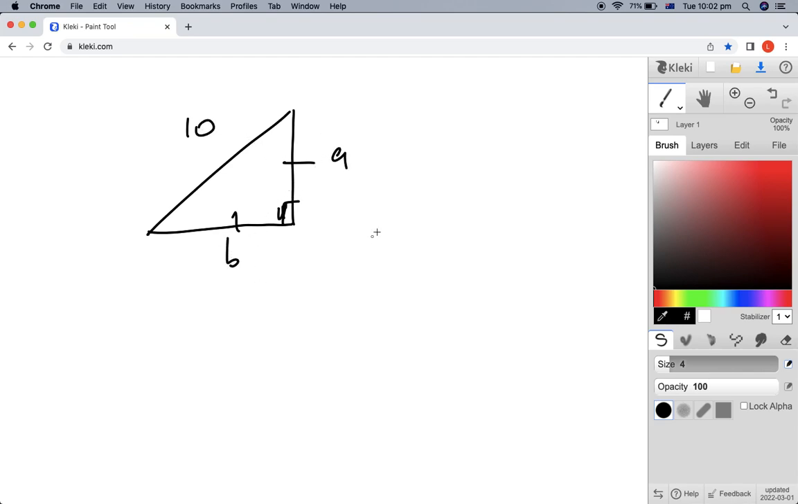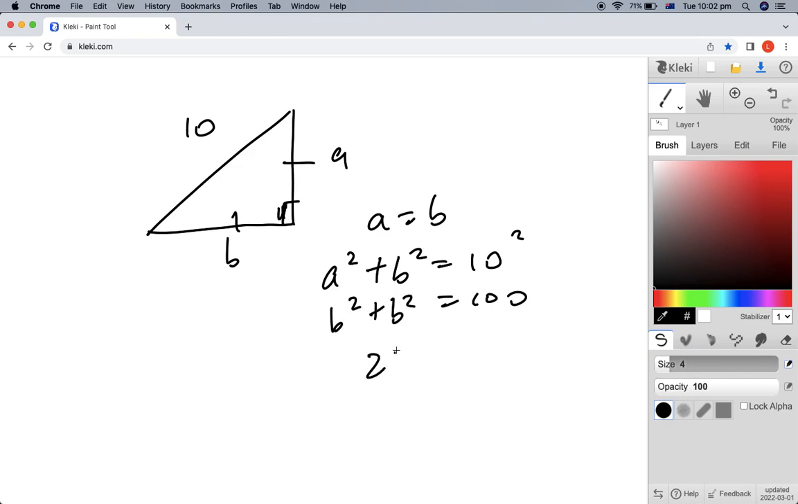Well, because a and b are equal, we can just say a equals b. So a squared plus b squared equals 10 squared equals 100. If we let a equals b, then it's just b squared plus b squared. So 2b squared equals 100, b squared equals 50, b just equals the square root of 50. And there we go. That's how we use Pythagoras.